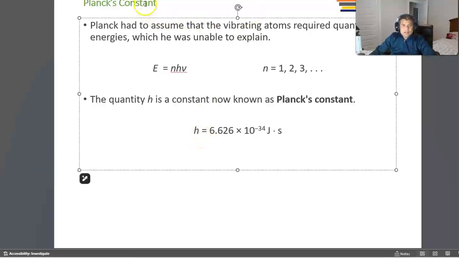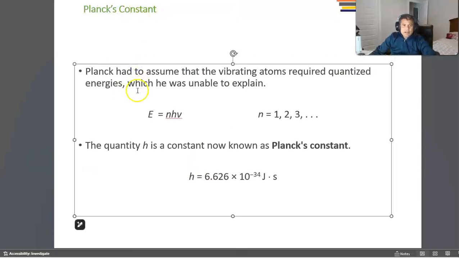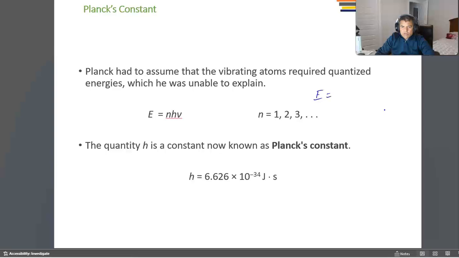Now the Planck's constant, because last time we were reading about Planck's constant also. Planck had assumed that the vibrating atoms required a quantized energy, which he was unable to explain. Energy should be quantized: energy E equals n times Planck's constant h times nu, where nu is the frequency, h is the Planck's constant, and E is the energy.